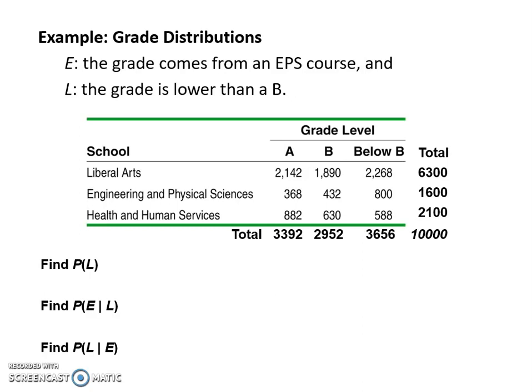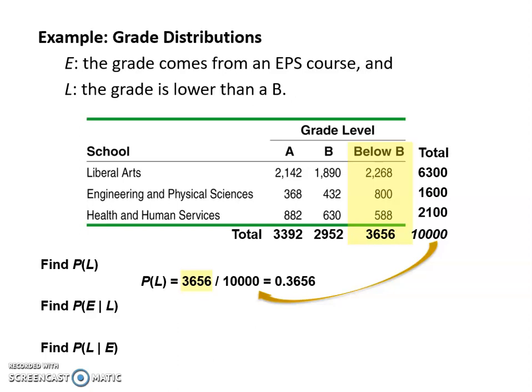Okay, so let's go through our first one. We want to find the probability that a grade is lower than B. So there were 3,656 out of 10,000 students, or grades, reports, that were lower than a B. So about 0.3656 is our answer for that. So you needed both of those totals as your answer.